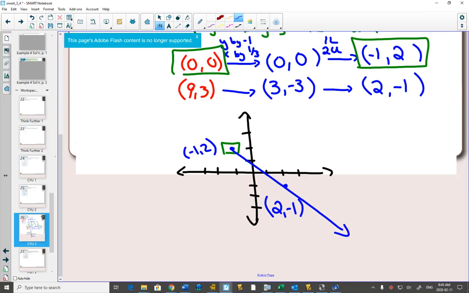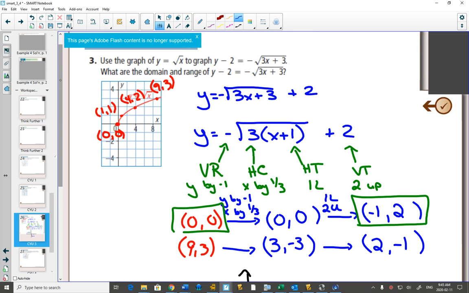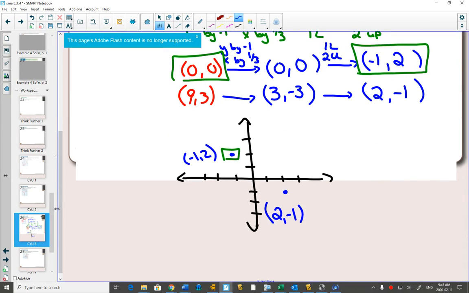So I could draw a square root graph curved this way, or I could draw a square root graph curved this way. Which is the one that's going to be the correct one? That one there? So the way to think about it is go through what you wrote down. If I do a vertical reflection, can you see that that would make it that shape? And so if that's going to be the shape when I go to my actual graph here, I know that it has to look like this.